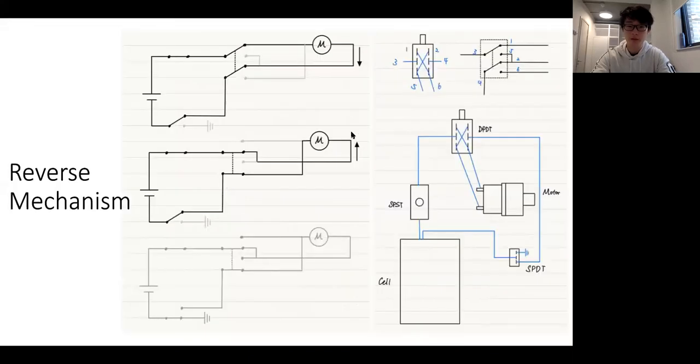On the left diagram, we can see 3 stages of our circuit, and the wires that are in gray denote the wires that are deactivated. We can see how the activation of the DPDT switch deactivates certain parts of the circuit so that the direction of current through the motor is reversed. On the right diagram, we can see a real setup of our circuit in relation to the schematic of the circuit.